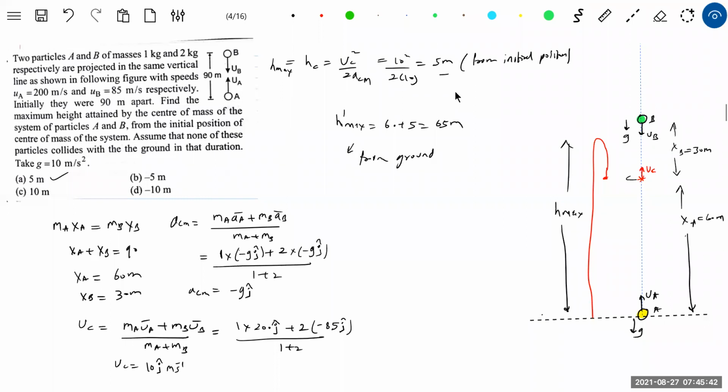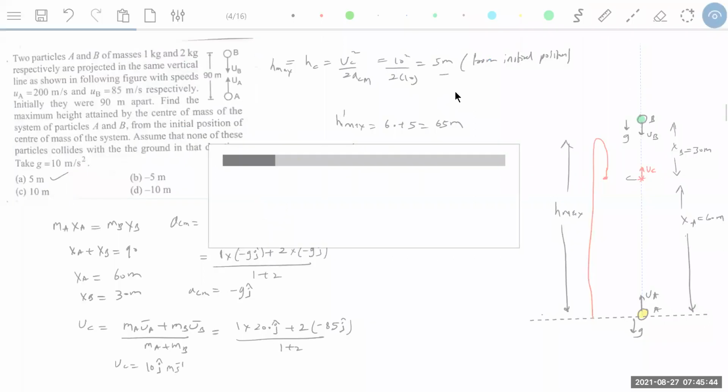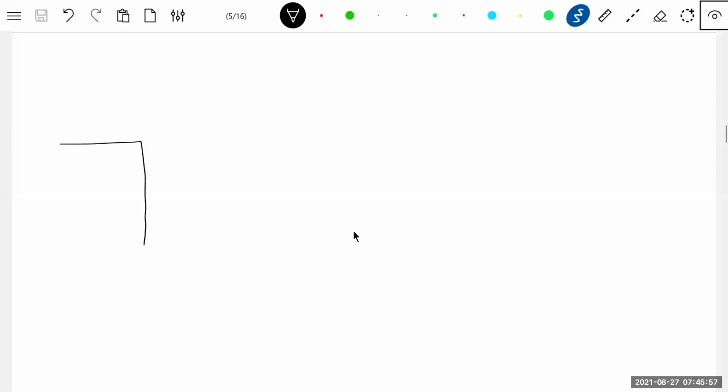Not only like this, the two particles or objects can be projected in any way. I'm coming to a very generalized case. Suppose I project one particle like this, and the other particle I project horizontally. Now here also I'm going to ask you the maximum height ascended by the center of mass. So let this angle be theta.